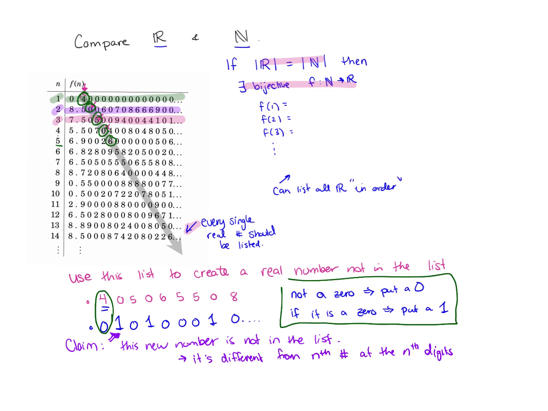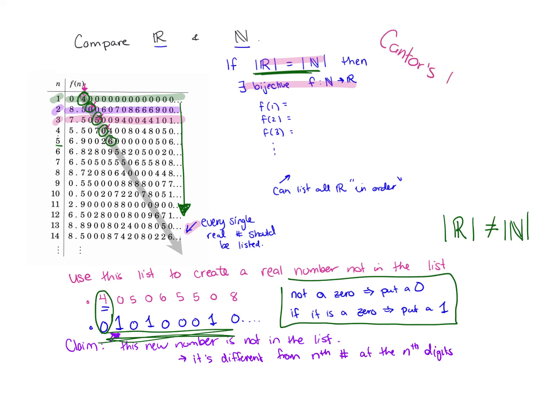So it would be impossible to have this bijection, because if we did have a bijection, we could list out all the real numbers, but this list can't possibly contain all the real numbers, because I can always create a new real number that isn't contained in there. Therefore, the cardinality of the real numbers is not equal to the cardinality of the natural numbers. If you want to read more about this, it's called Cantor's diagonalization argument. So I encourage you to read some more about that if you're interested.